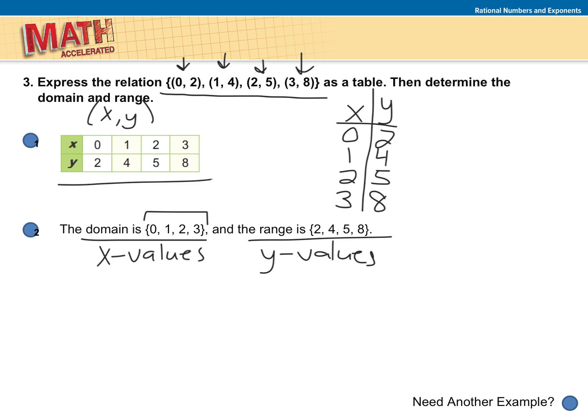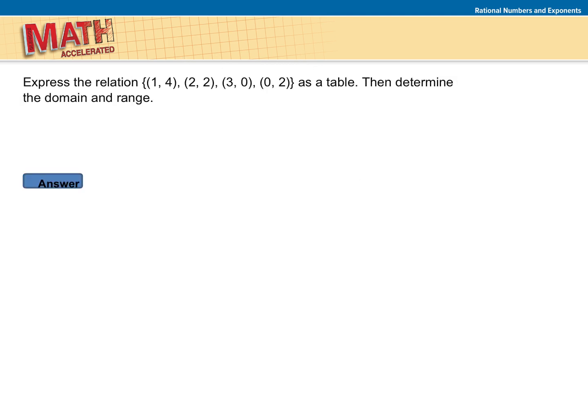Okay? So domain is your x values, range is your y values. So on this one, I want you to make your xy table from this relation and then state the domain and range. Make your xy table, state domain and range.